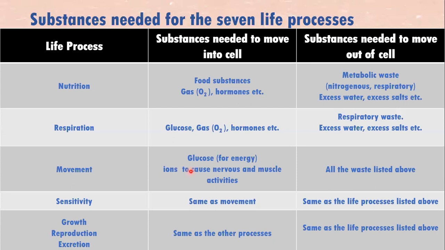You need ions too to cause nervous and muscular activities. You know, muscles contract and relax. They need ions, ionic differences, to be able to do that. We'll discuss that in detail someday. And then all the waste that is listed will need to come out. The waste we listed in the previous lesson.